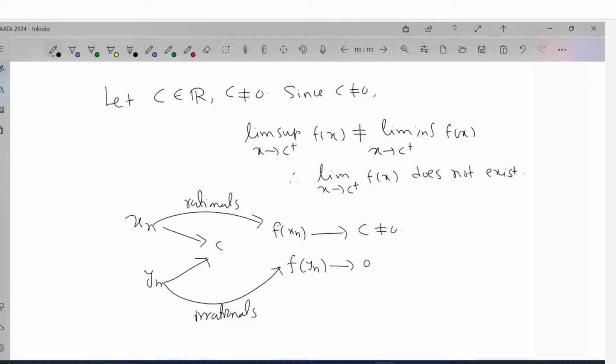So this proves that A has discontinuity of second kind at C. Because C is arbitrary, so at each point it has that. Fine. Okay, next question.